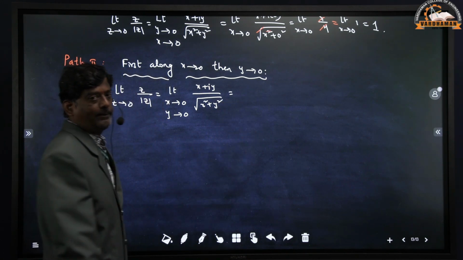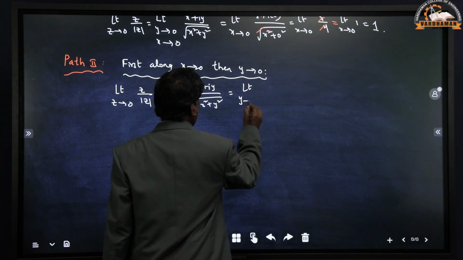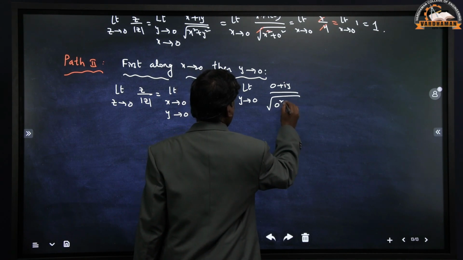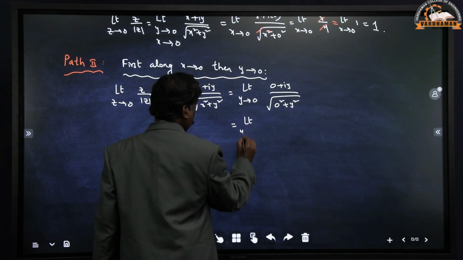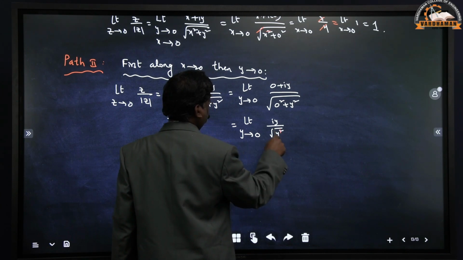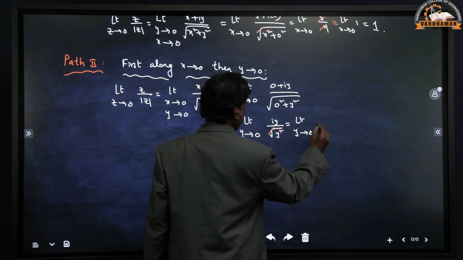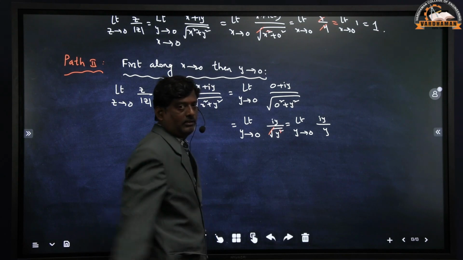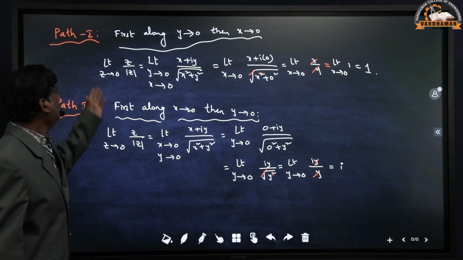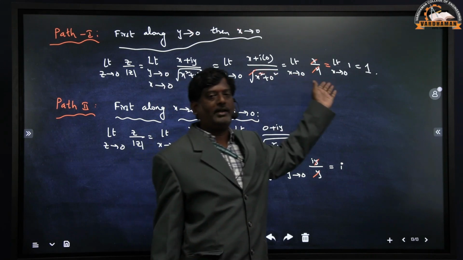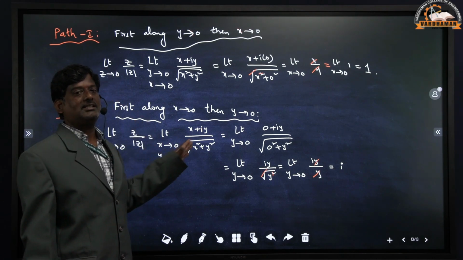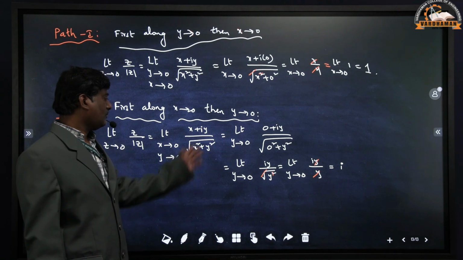First apply the limit on x: the limit as y tends to 0 of (0 plus iy) divided by the square root of 0 square plus y square. That is the limit as y tends to 0 of iy by the square root of y square, which cancels to iy by y. The y cancels and you get i. Observe here: along path 1, first y and next x, I get the limit value 1. Along path 2, first x and next y, I get the value i.